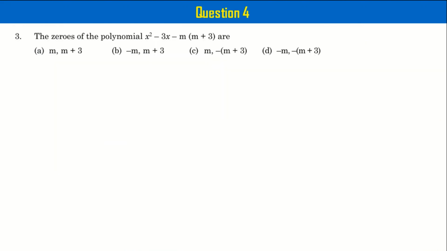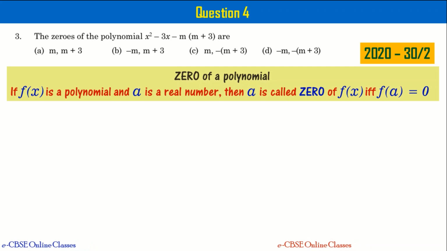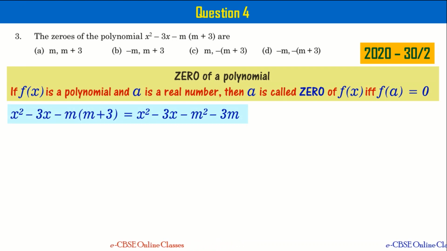Let's go to question number 4. It is also along similar lines. The zeros of the polynomial x square minus 3x minus m times m plus 3 are... So we have to find one of the choices given as the answer. And this was from 2020 set 2. We know what it means by zero of a polynomial.